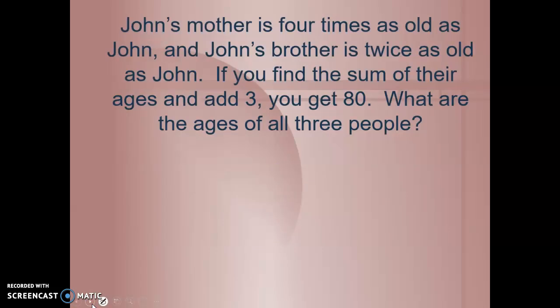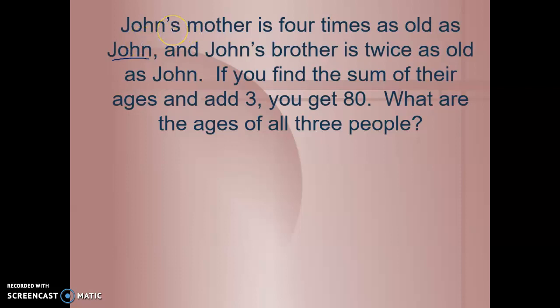Now let's take a look at some word problems and translate these into equations and see if we can figure out how to solve them. John's mother is 4 times as old as John, and John's brother is twice as old as John. If you find the sum of their ages and add 3, you get 80. What are the ages of all 3 people? Well, the person whose age that we don't know is John's age, so that's going to be our variable. Everything else is just a reference to John's age.